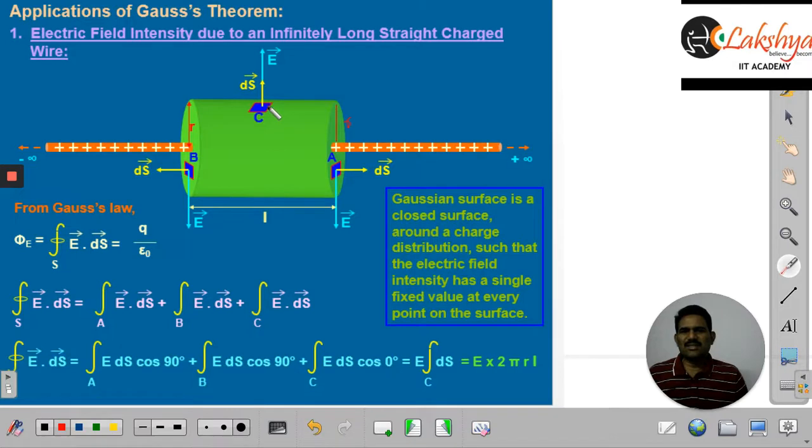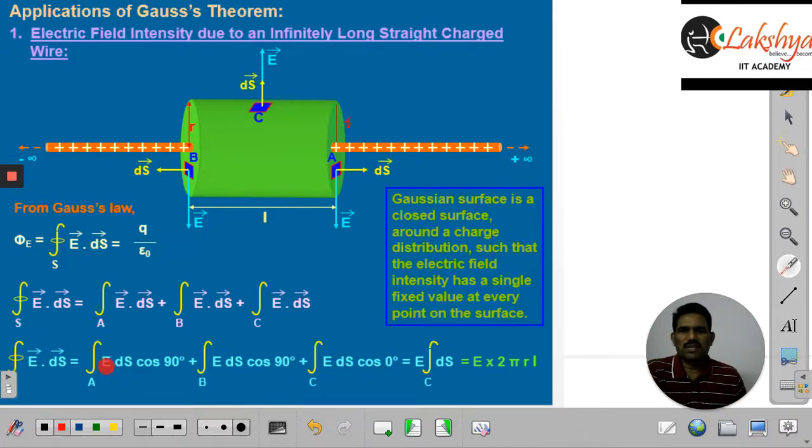And next let us take the curved surface C. Now the electric field E bar will be away from the wire, and ds bar is also perpendicular to the wire at any point here. So at any point you can conclude that ds bar and E bar for the curved surface will be along the same direction, both perpendicular to the wire. And so the angle between this ds bar and E bar at any point on the curved surface C will be 0.